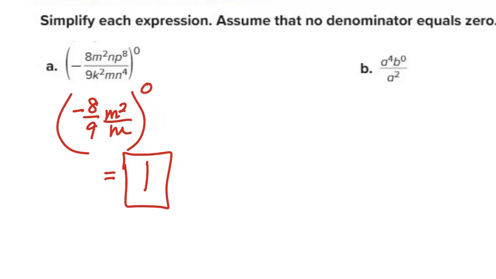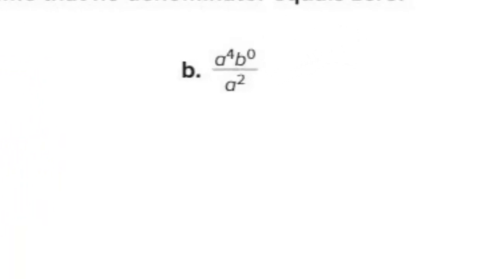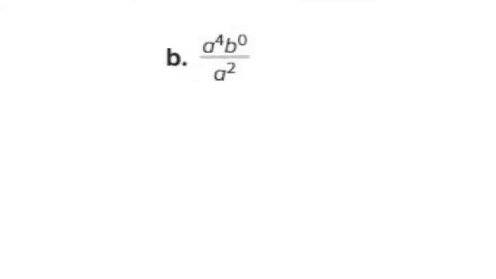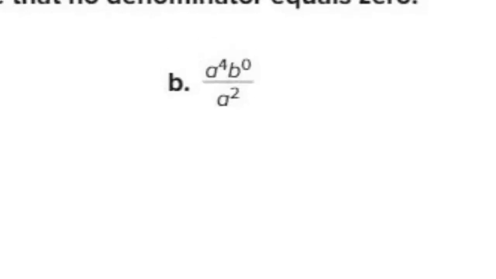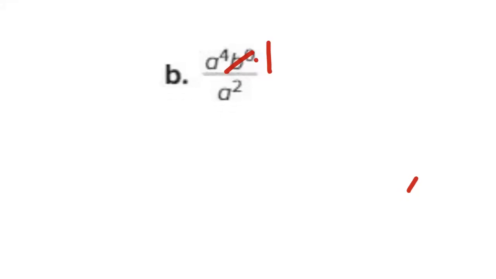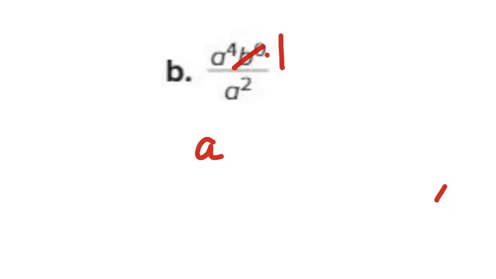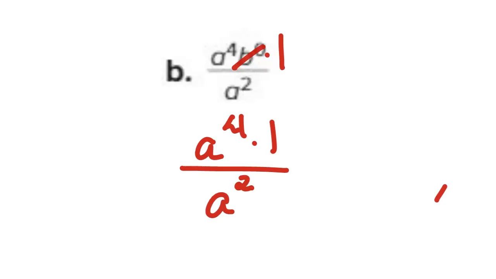Okay? Let's take a look at letter B. B says a to the 4th times b to the 0, all divided by a to the 2nd, or a squared, and we need to simplify that. Okay, first of all, let's go with what we know. B to the 0, anything to the 0 power, that's going to be a 1. So now we have a to the 4th times 1 divided by a to the 2nd.